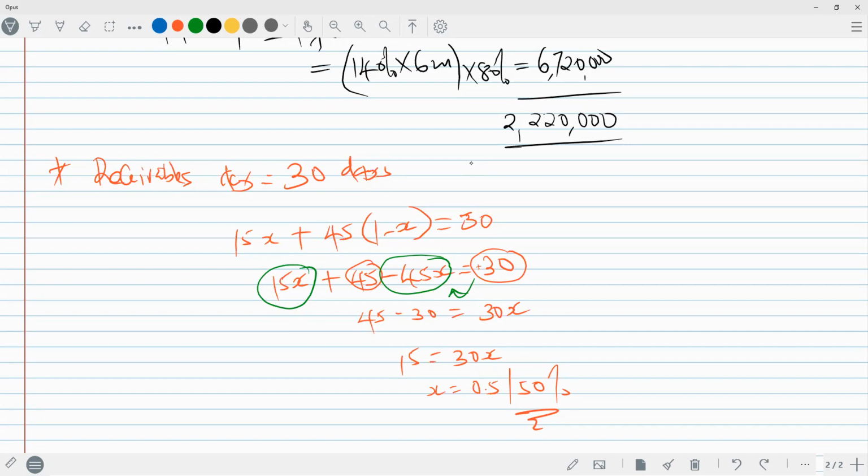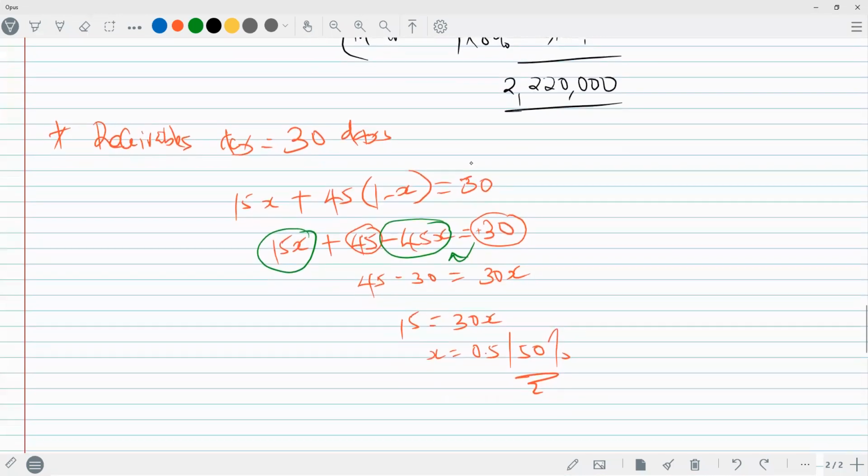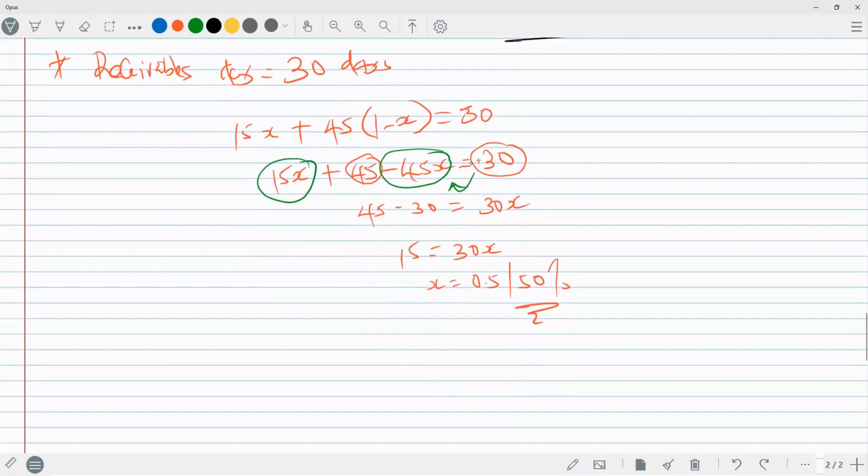So now we know that half of the company's sales on credit are paid in the 15, and the other half is paid in the 45. But the two combined, they pay in the 30. Now the discount, that makes it easier for us to get the discount, the amount of discount as a company we are going to give to this customer.